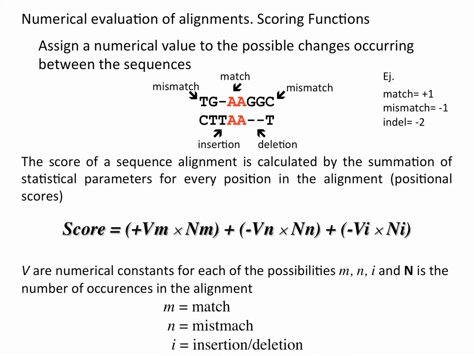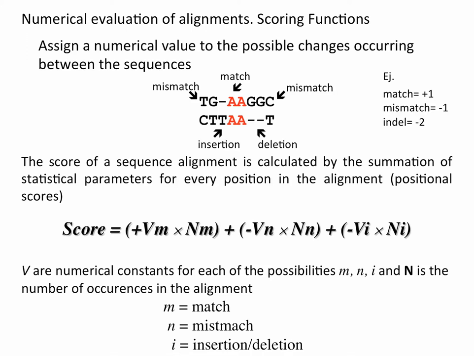So we need to define a numerical value for each such set of changes. And once we have defined it, we can use it to compare both sequences and assign a total value or a score for the comparison result. Suppose that we have an arbitrary schema for penalizing matches, mismatches, or insertions or deletions between the two sequences. If we apply the general formula of the score, the score is the value of each of the elements multiplied by the number of times that it appears in the alignment.